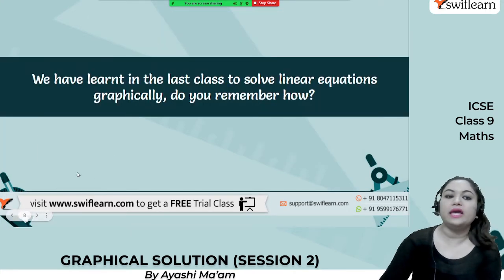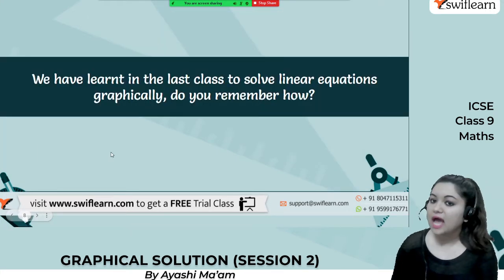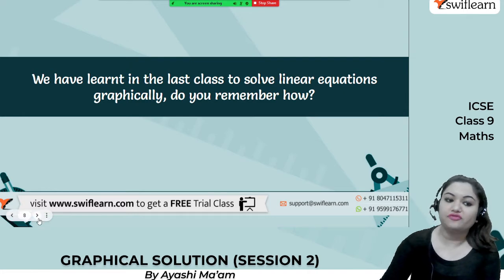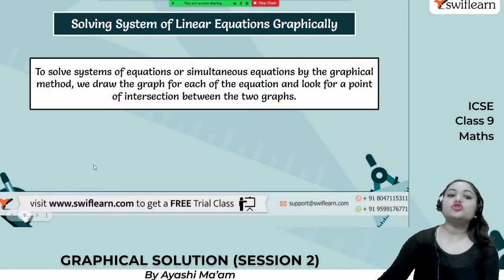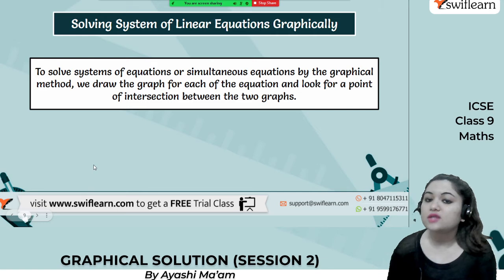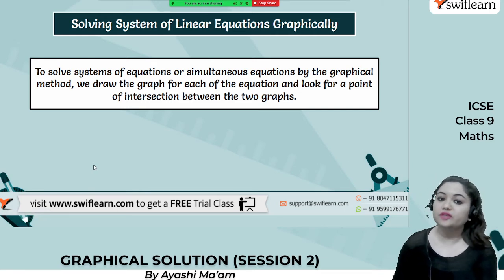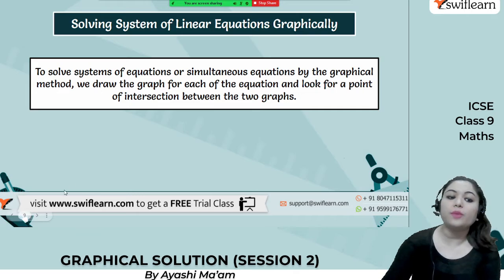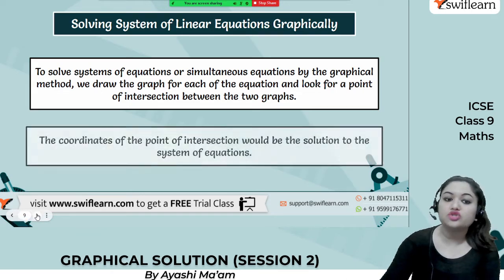Easy? Okay. Now, we learnt in the last class to solve linear equations graphically. To solve systems of equations or simultaneous equations by the graphical method, we draw the graph for each of the equations and look for a point of intersection between the two graphs.